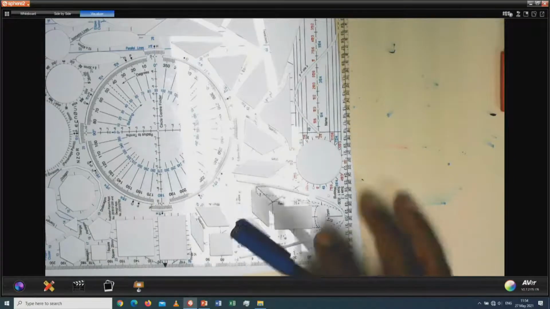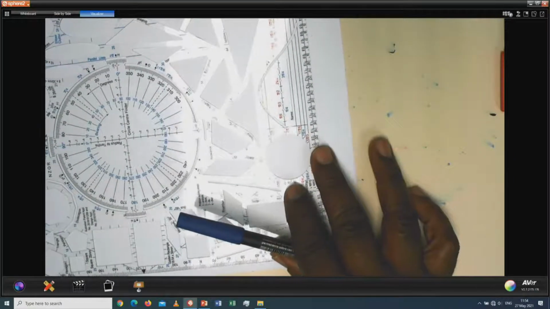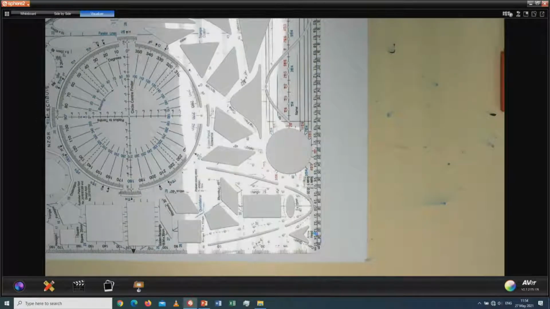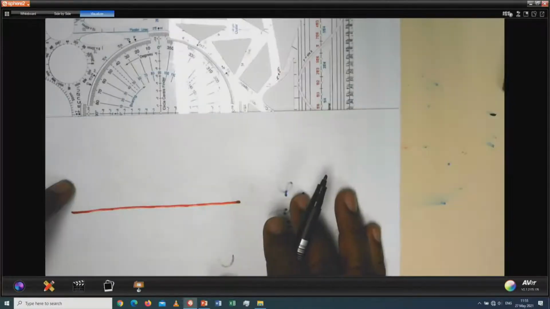Let's look at our protractor there. The straight line angle is 180 degrees. In other words, the size of that angle, a straight line, is 180 degrees.